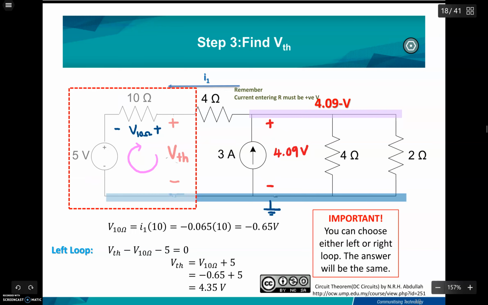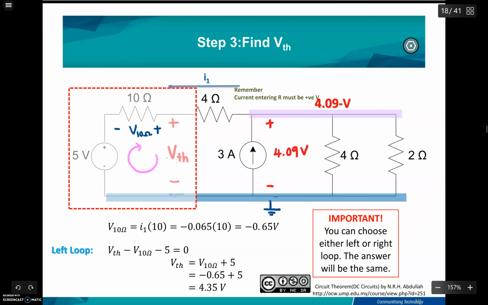If you use the left loop, you need to find the V10ohm here, because by using the KVL, you can see that V Thevenin plus V Thevenin minus 5, and then minus V10ohm. After you determine each of the values here, put them into the KVL equation, and then you get the answer for the Thevenin voltage of 4.35, which is the same as the previous slide.